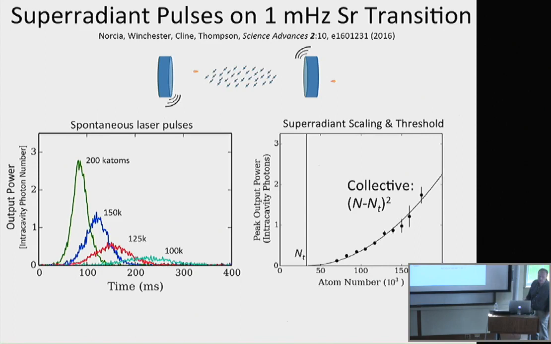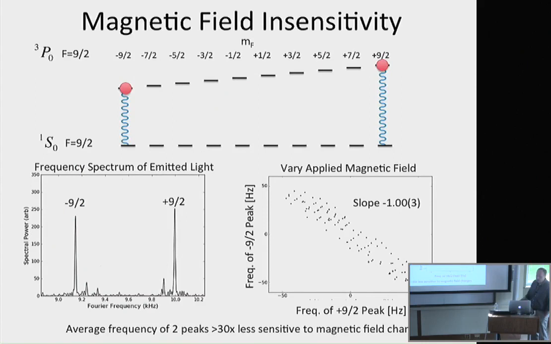I didn't tell you this, but it turns out the strontium we're working with is 87 strontium. It has a nuclear spin of 9/2, so actually we have lots of excited states and lots of ground states. These are nuclear spin states. We can optically pump half the atoms into this state, half the atoms into that state, and then if we look at the output, we see there are two frequency components coming out. They lase independently, and we can detect that. If you take the average frequency between these, it turns out it can be very, very insensitive to magnetic field noise, which is also very important.